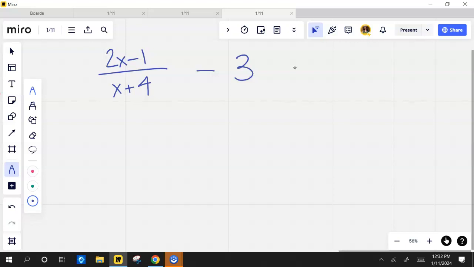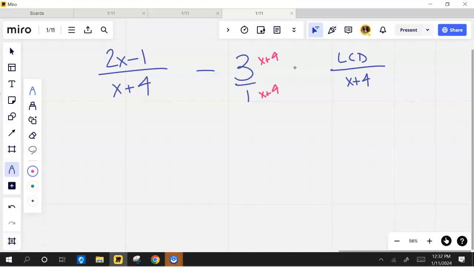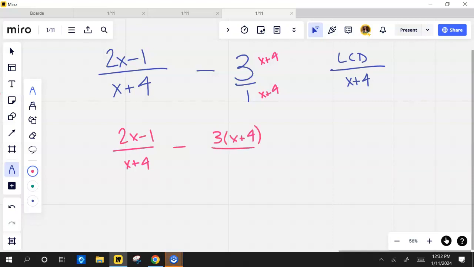What's the LCD? X plus 4. But I don't see a denominator on the 3. There's a 1 under there, right? So my LCD is just X plus 4, which means my first fraction is A-OK. It's the second one that needs something, right? And it needs an X plus 4. Now I have 2x minus 1 over x plus 4 minus 3 times x plus 4 over x plus 4.